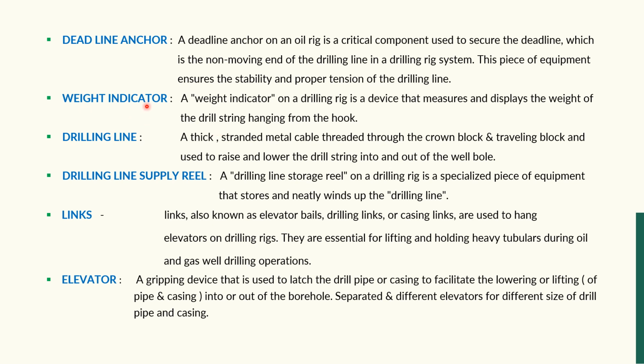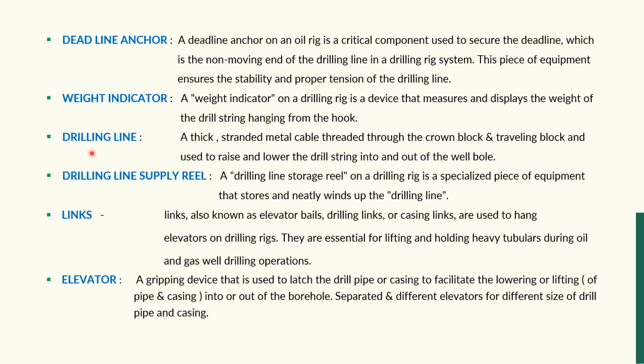Weight indicator. A weight indicator on a drilling rig is a device that measures and displays the weight of the drill string hanging from the hook. So the weight of the drill string which is hanging from the hook is measured and displayed by the weight indicator, and this weight indicator is located in the driller console.